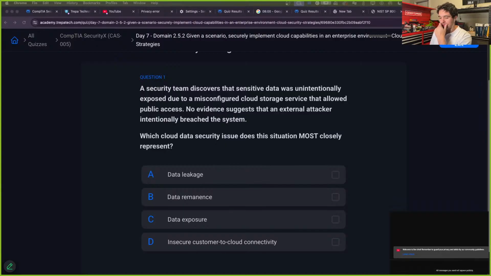So you guys are quick. Okay, hold on. Let me see. You guys got C. Sensitive data was unintentionally exposed. Misconfigured cloud storage. Yeah, I mean, so it's between two, right? A and C. So yeah, let's go with C.